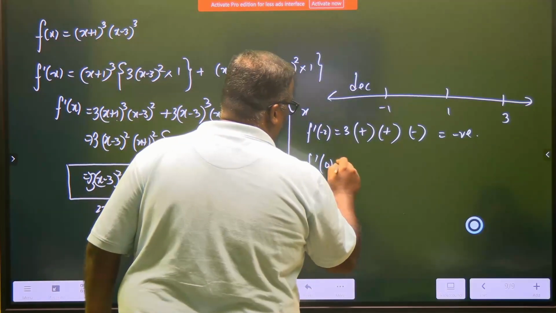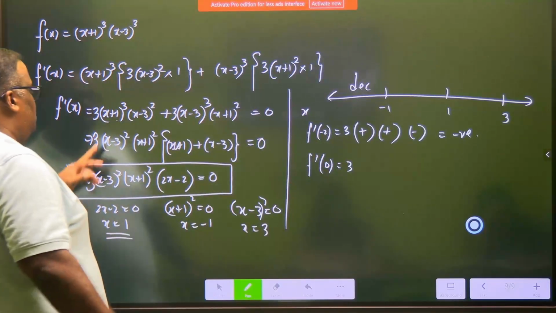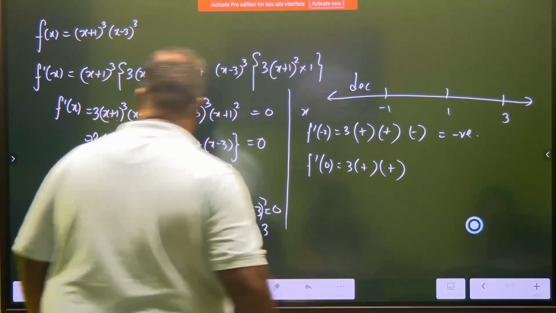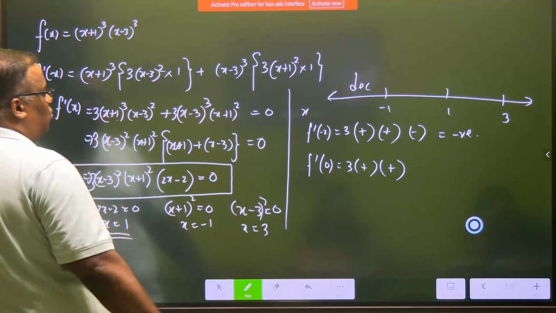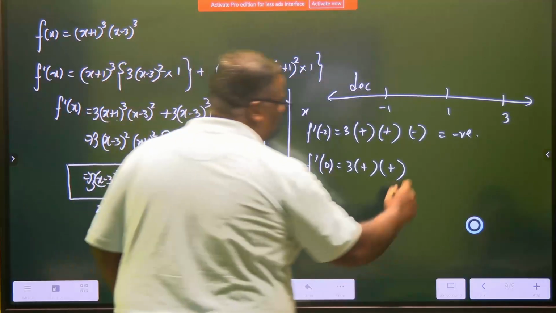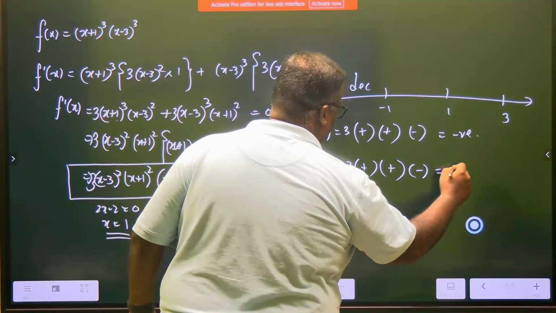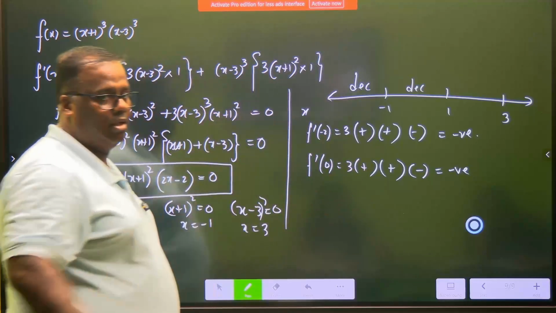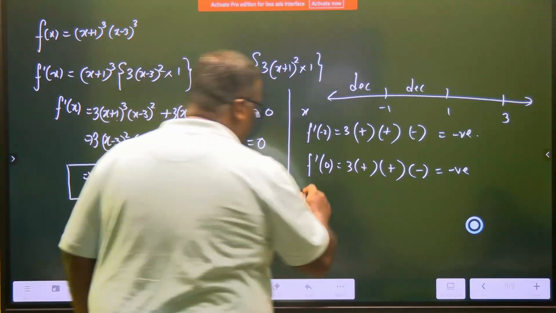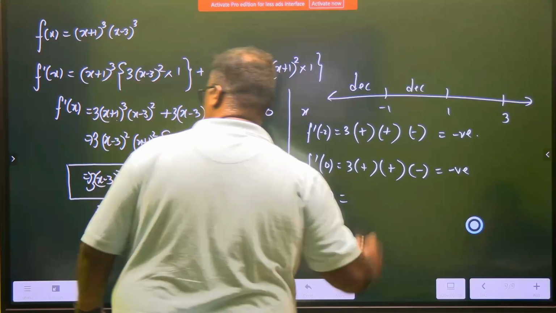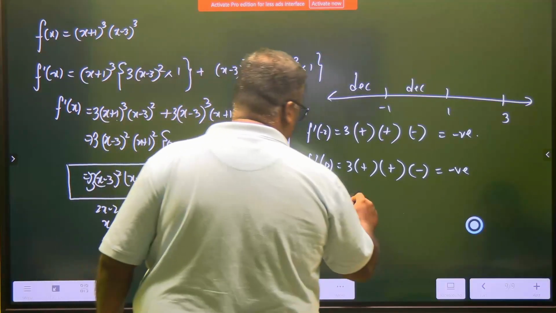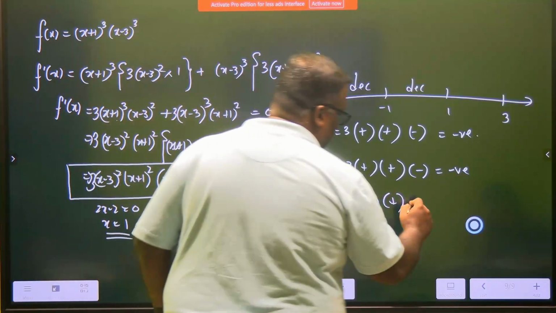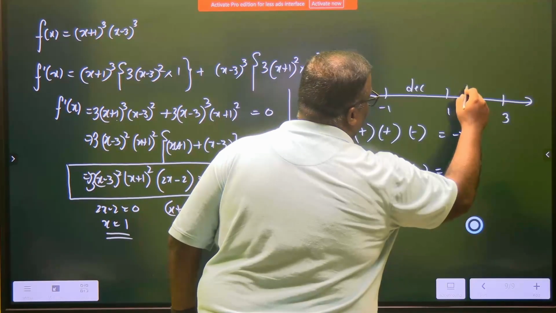Clear? Very good. F dash of 0. So 3 into 0 is 0, and the square terms will always be positive. And 2 into 0 minus 2 is minus 2, so this is negative. Here also the answer is negative, so the function will be decreasing. Now let's see between 1 and 3. F dash 2: whatever we enter here, 3 positive, positive, and here also we get positive. So this is positive and the function should be increasing.